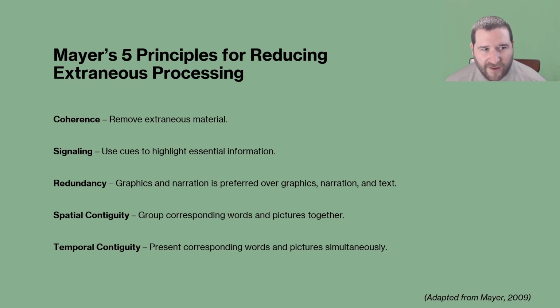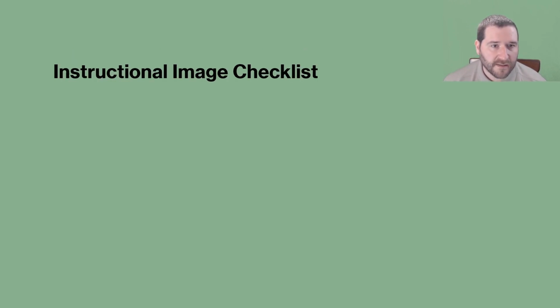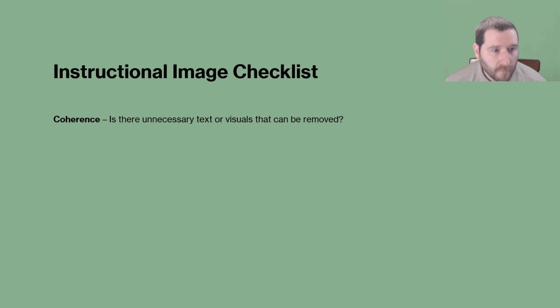Okay, so we have these 5 principles. Let's adapt them a little bit. I want to turn them into more of a question format so that we can take a look at instructional images and kind of go through a checklist. Okay, so that's what we'll take a look at next. So if we were to make those items into a checklist, for coherence, what are we asking? We're asking, is there unnecessary text or visuals in this picture that can be removed?